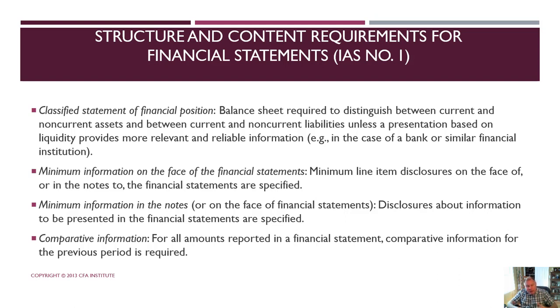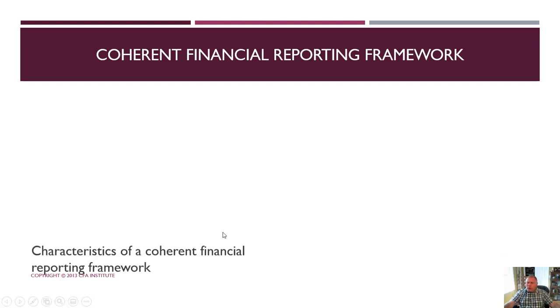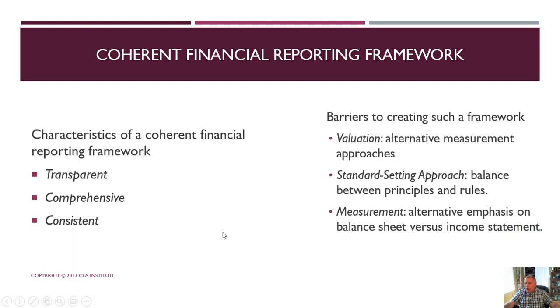There are some very specific things that you have to disclose. If you've read some of the notes, you're already there. Comparative information for the prior period is always reported. This is under IAS number 1. A coherent financial reporting framework, which we talked about, is transparent, comprehensive, and consistent. We can see it, it covers everything, and it's applied from period to period.